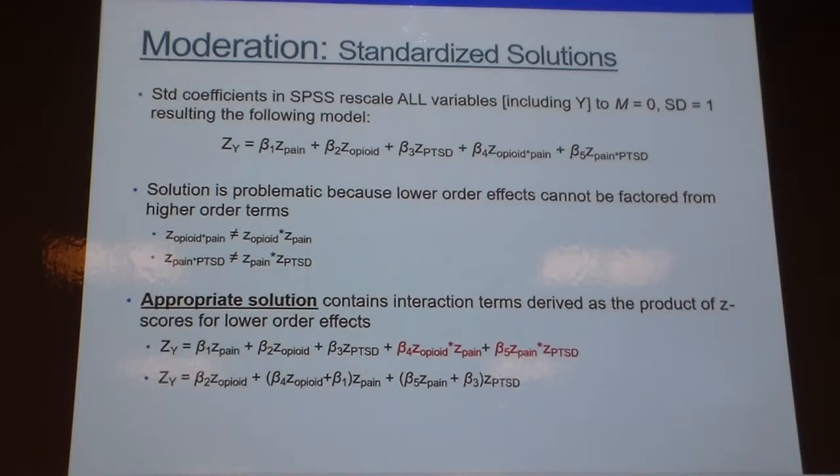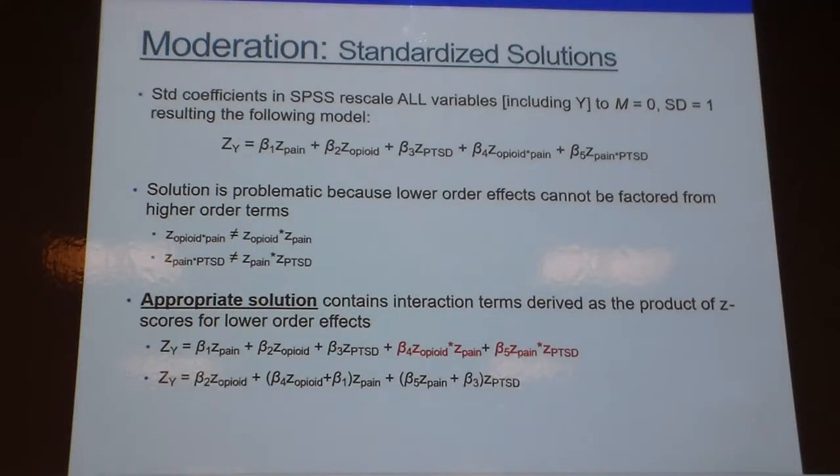And so in order to get an appropriate standardized score, and this will be important, right? You're going to run moderation models and you're going to want to report standardized scores, which is fine. Just know that when you do that, you're going to have to take a couple extra steps because SPSS won't give you the appropriate standardized scores for your interaction terms, okay?